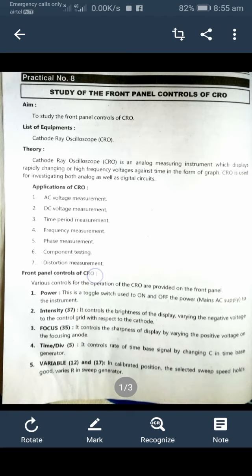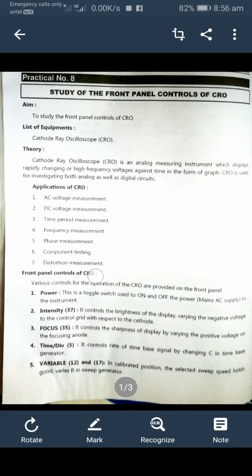Auto/Norm: in auto mode, the trace is displayed in the absence of any input signal. The display is then automatically triggered for signals above 30 Hz.